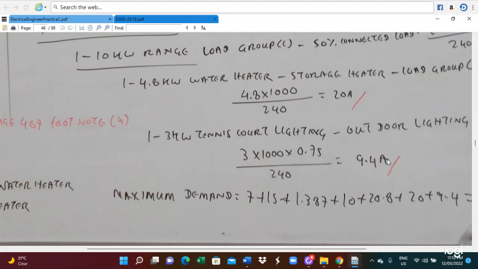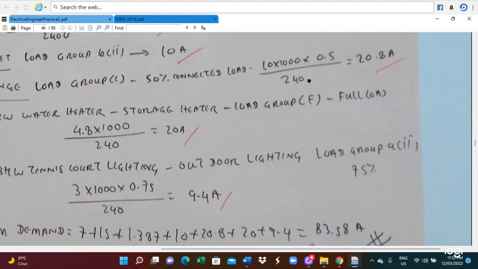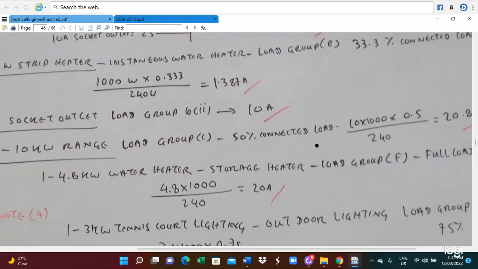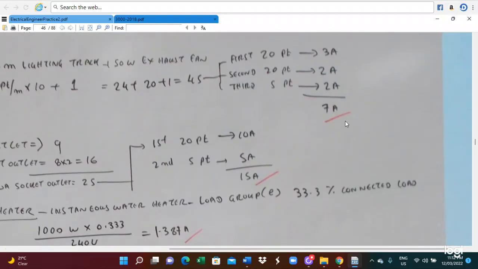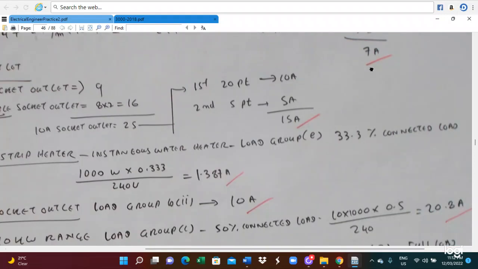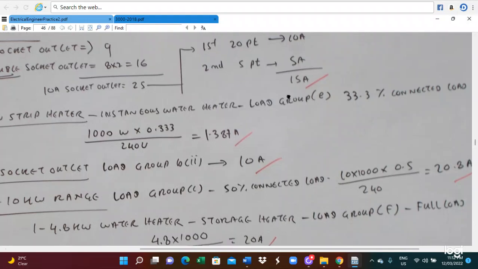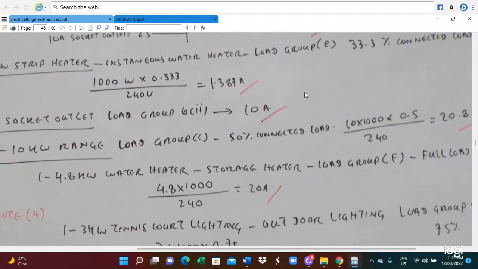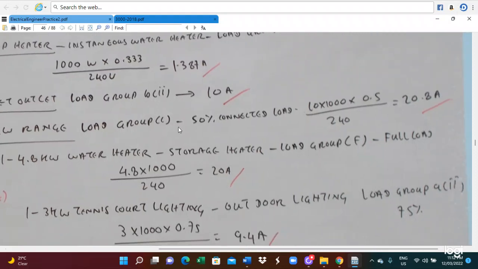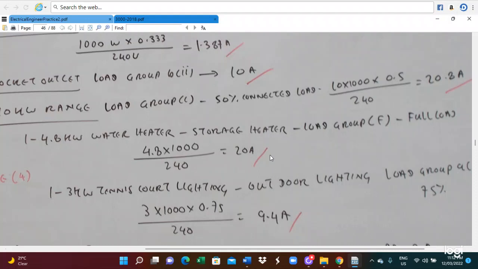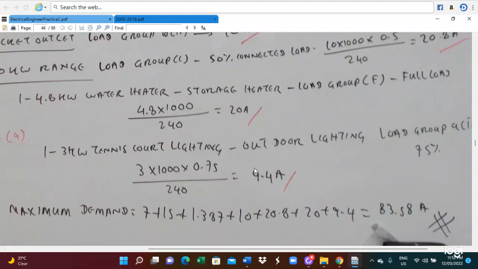Then you have to add everything. All the lighting points are 7 ampere. And also the socket outlets, 10 ampere socket outlets, 15 ampere. Instantaneous water heater 1.387, 15 ampere socket outlet 10 ampere. And electric range at 20.8 ampere. And 4.8 kilowatt water heater 20 ampere. And also the outdoor scope lighting 9.4. You add everything, you get 83.5. So this is the way we calculate the maximum demand.